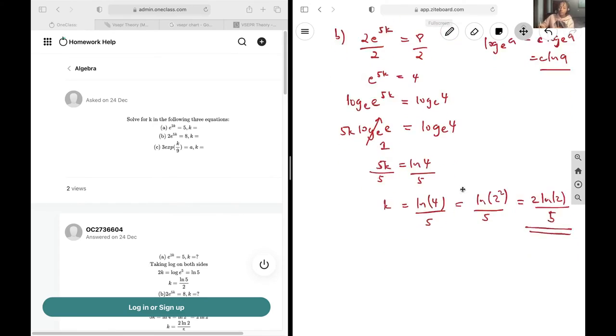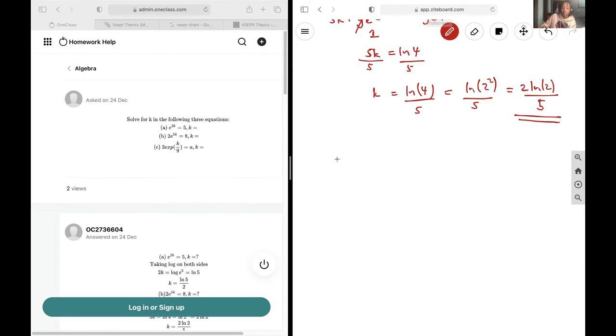For our last part of this question, we have 3 e to the power of k over 9 is equal to a. Just be careful with this so we don't get confused. So we have k over 9 in the exponent, and that is going to be equal to a. Divide out the 3 on both sides as we did in part B. So e to the power of k over 9 is equal to a over 3.